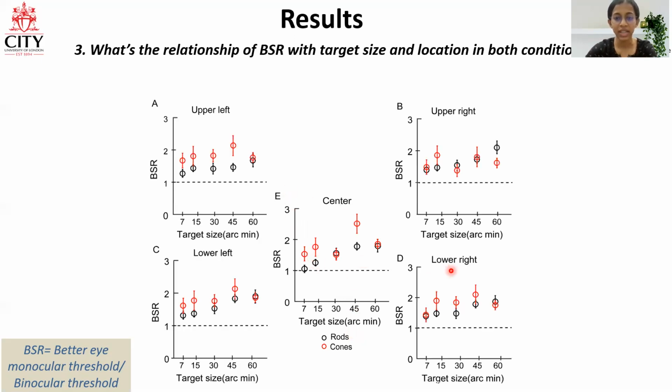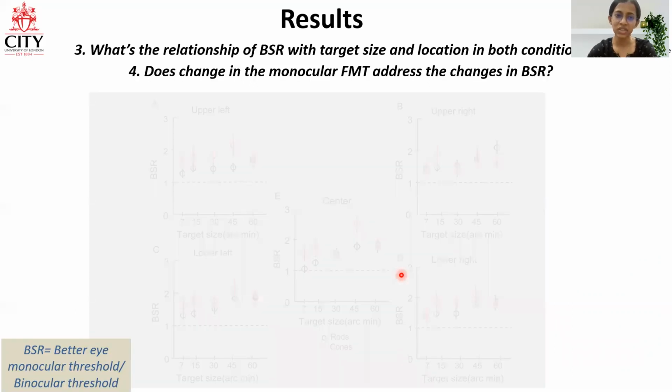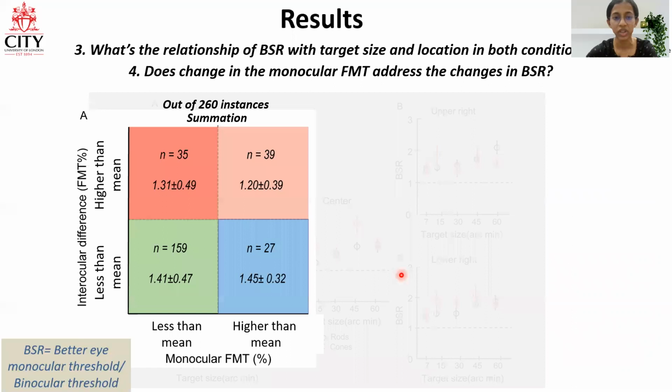Again, if you see over here, the x-axis remains the same. The y-axis is the BSR that was measured, and the red and the black markers report the rods and cones respectively. So the red marker that you see, that's the cones' BSR, did not show any specific trend. On the other hand, rods did show a small trend. They sort of increased as the target size increased, but that was not statistically significant. And what would be the potential factor that would cause these BSR to have no relationship with the target size?